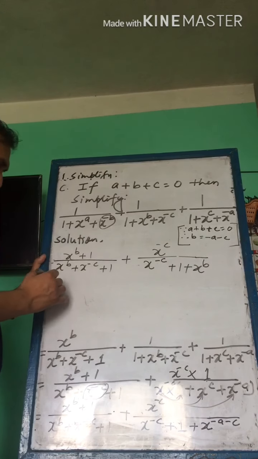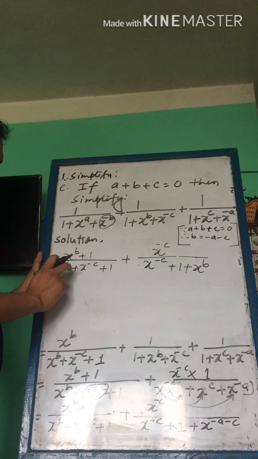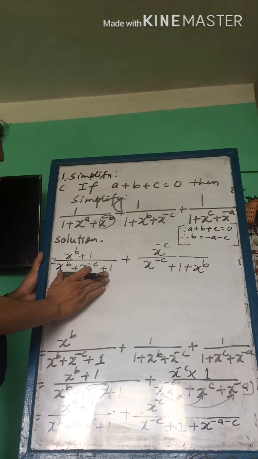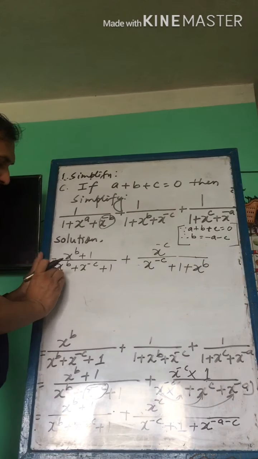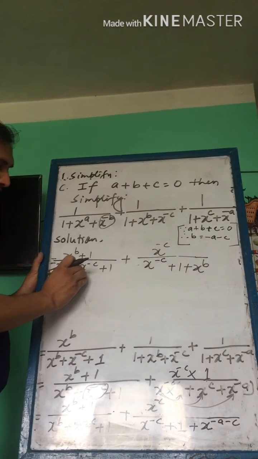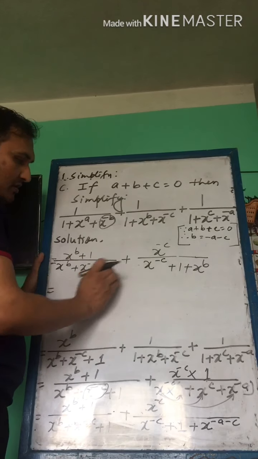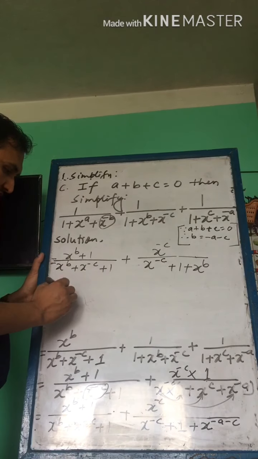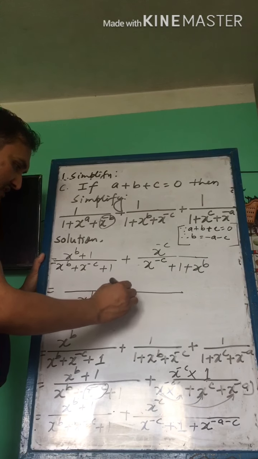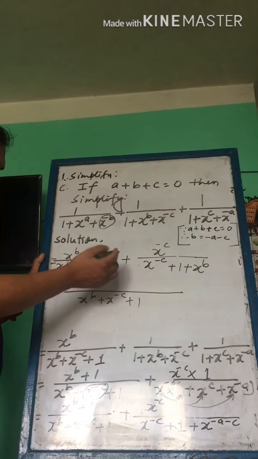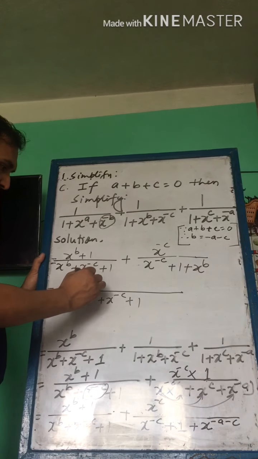Now let us write what will be the required form over here. Now they are like fractions. They have the same denominator, x to the power b plus x to the power minus c plus 1. Now let us do it. What would be the LCM of these two? The same, x to the power b plus x to the power minus c plus 1 will be the LCM. Now what is the numerator part? x to the power b plus 1 plus x to the power minus c.